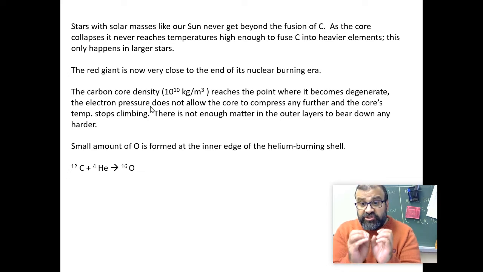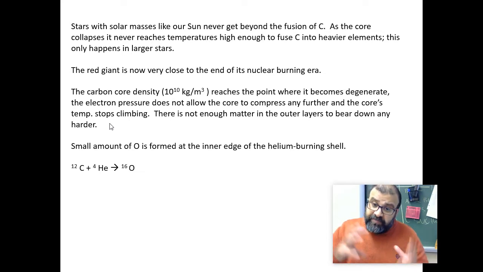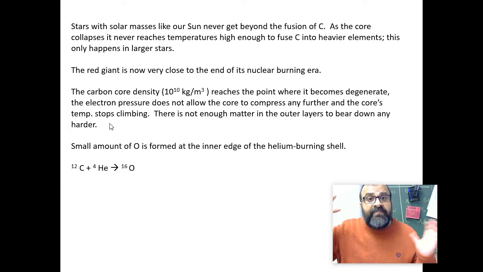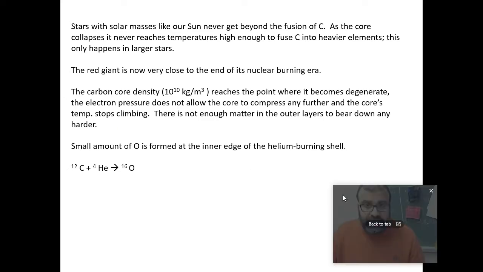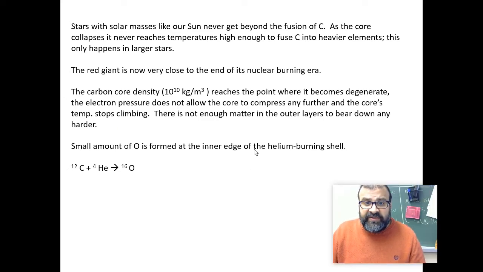So the electron pressure, that is the resistance of electrons, like charges repel, does not allow the core to compress any further, and because it can't compress any further, it can't get any hotter. There's not enough mass to keep compressing. So the core won't get any hotter anymore. It can only start to cool. A small amount of oxygen is formed at the inner edge of the helium burning shell, where we have carbon and helium, and they can be fused, and we get a layer of oxygen being formed as well.